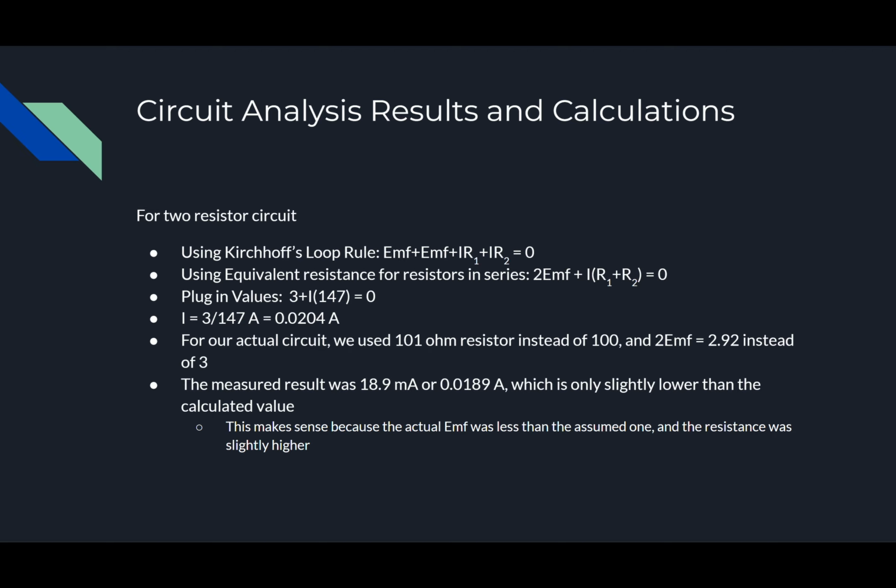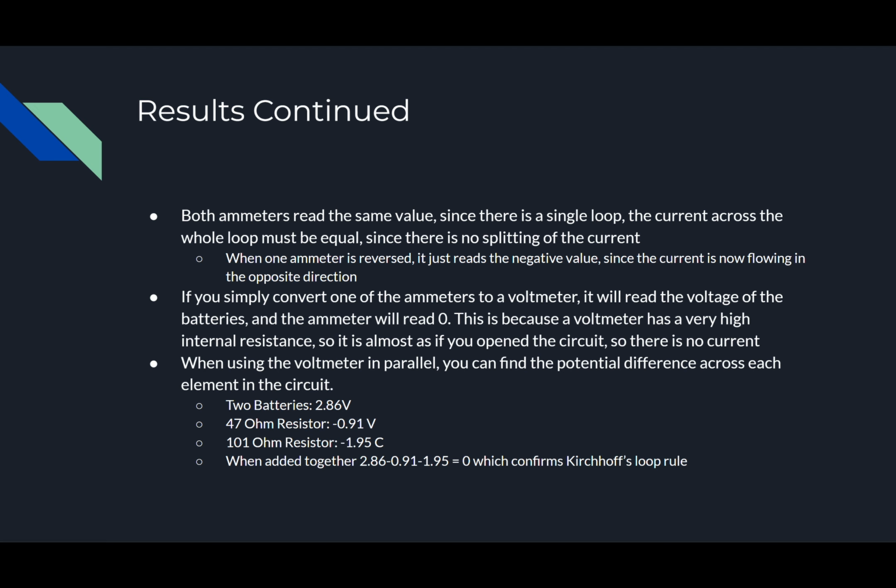Here's some circuit analysis for the two resistor circuit. Using Kirchhoff's loop rule, we found that the current was 0.0204 amps. For the actual circuit we used a slightly higher resistor, and we also had less potential difference in the battery, so our measured result was 0.0189 amps, which is only slightly lower than the calculated value. This makes sense because our actual potential difference in the batteries was less than the assumed one, and the resistance is slightly higher. Results continued.